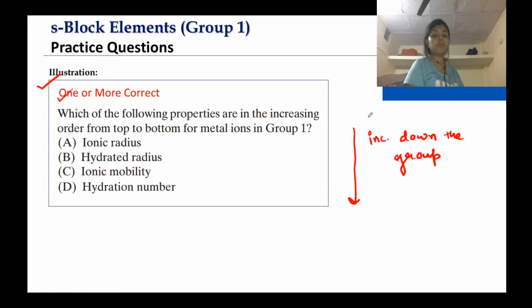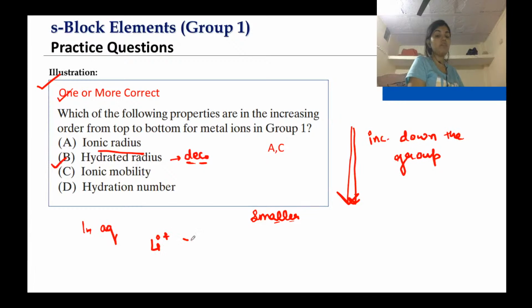So if you see here, ionic radius, if you calculate, they increase down the group. This property increases down the group. Hydrated radius, because we know that the smaller the cation, the greater is the hydration, right? So hydrated radius decreases down the group. That means in aqueous form, Li+ will have a larger size than that of sodium, then potassium, and then rubidium and cesium. Right? So these are in the aqueous form, that means in the hydrated form.